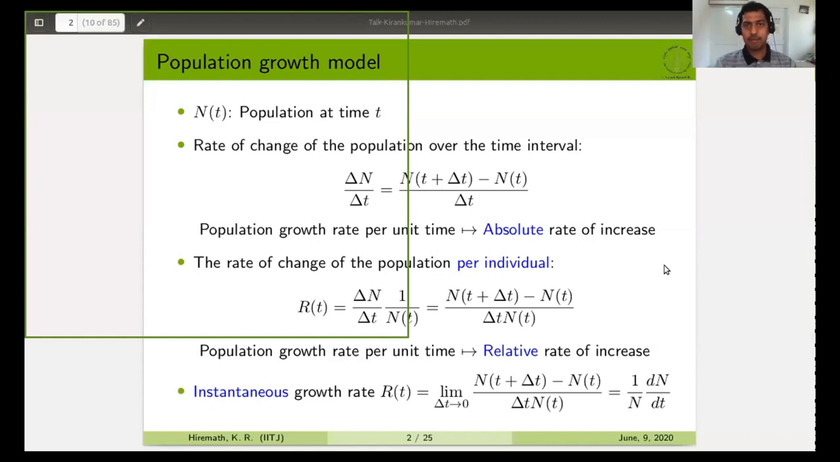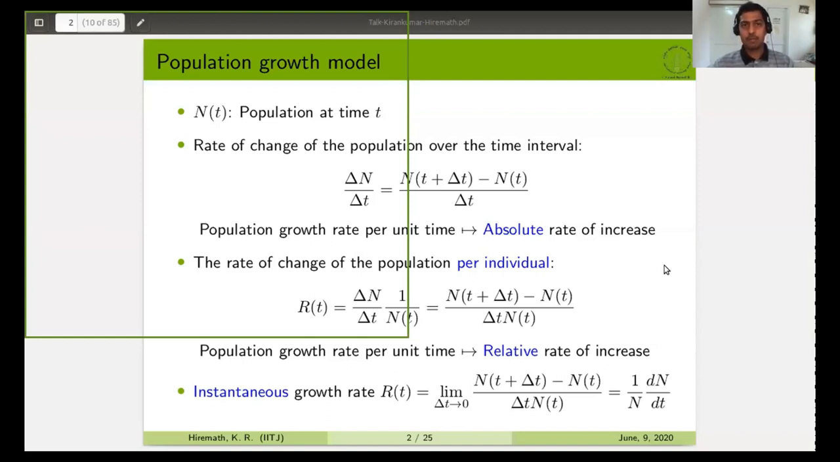And then we want to know the instantaneous growth rate. This is where our 11th, 12th standard calculus comes into the picture. Whenever we are talking about an instantaneous rate of change, we take the limit delta x tends to zero, or in this case, the limit delta t tends to zero. Then the instantaneous growth rate will be the limit as delta t tends to zero of the quantity N(t + delta t) minus N(t), divided by delta t times N(t). So this gives us the instantaneous growth rate.